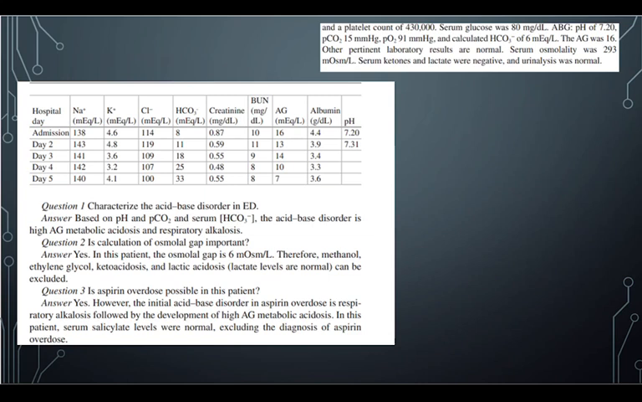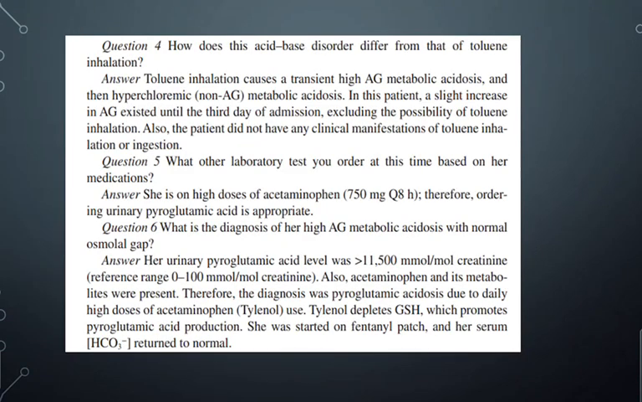Now, is aspirin overdose a possibility in this patient? Aspirin overdose initially causes only respiratory alkalosis, which is followed by a high anion gap metabolic acidosis. So of course, you have to think about aspirin toxicity, and a serum salicylate level should be done. Toluene inhalation is recently one of the causes of high anion gap metabolic acidosis and hyperchloremic metabolic acidosis. Then you have to exclude toluene toxicity. We are not going into the details now.